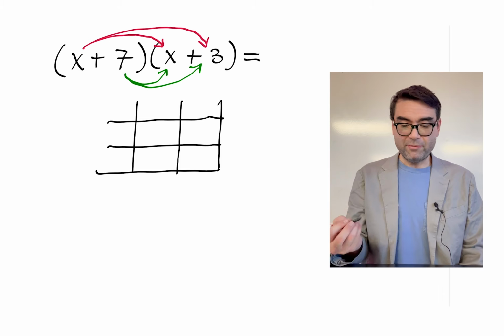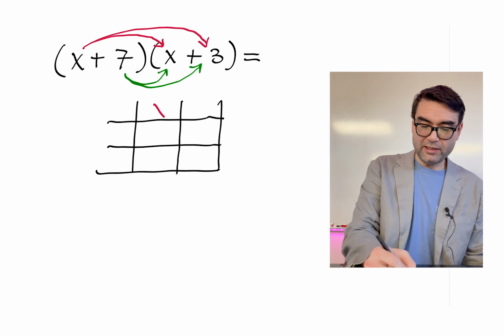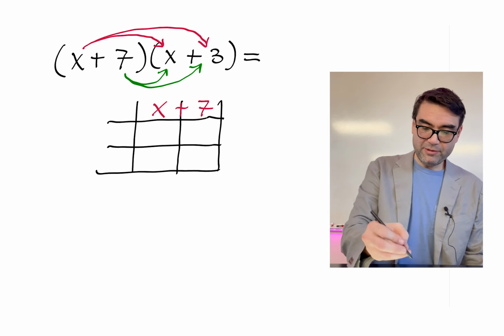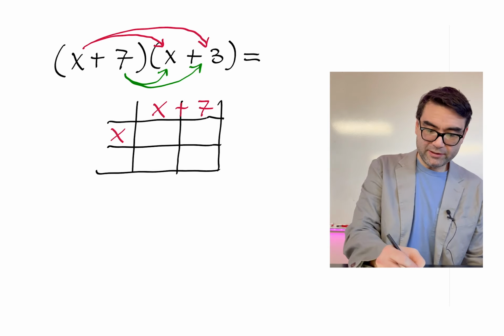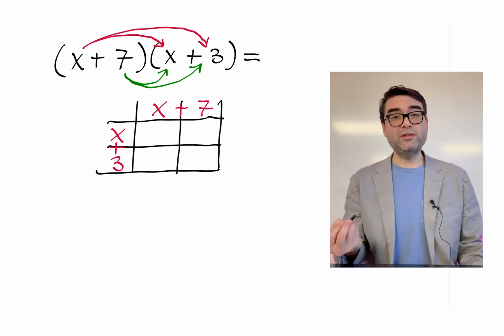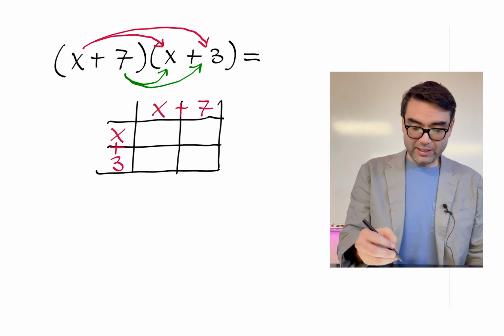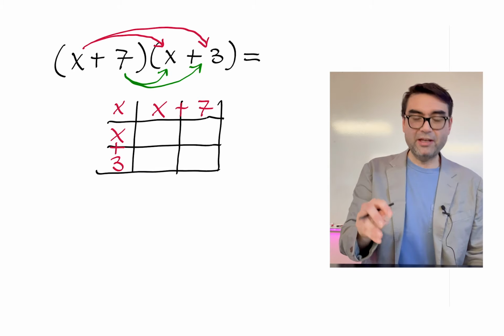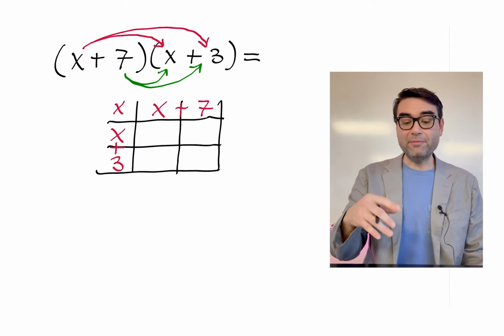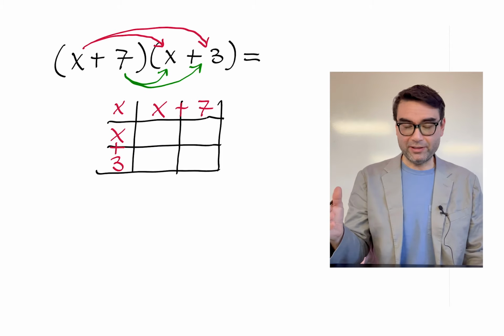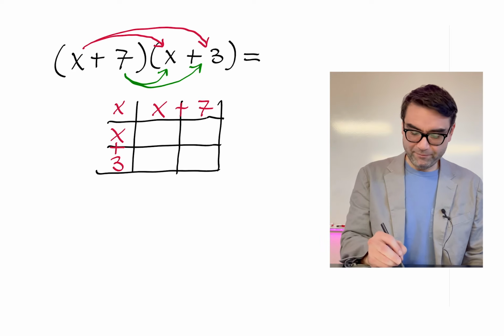One of my binomials I'll put on the top, x plus 7, and on the side, I'll put x plus 3. Those are my two binomials I'm multiplying. The grid is going to handle all my multiplication and keep my products separate until I find the sum of my products after it's all simplified.